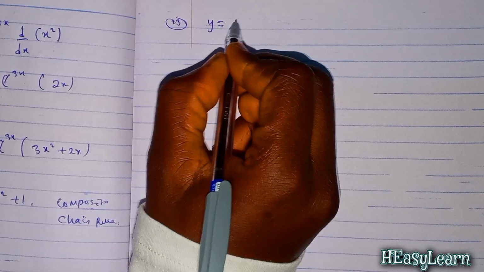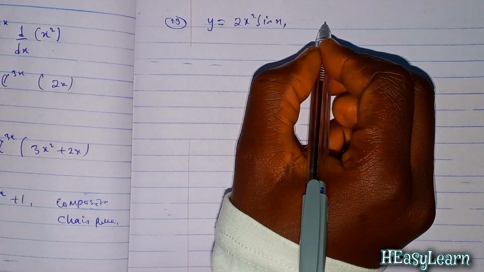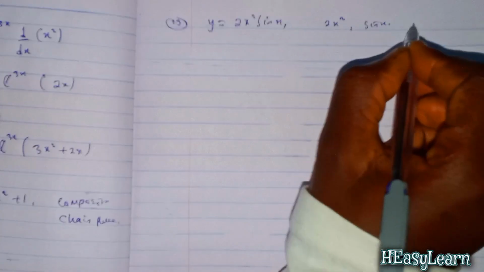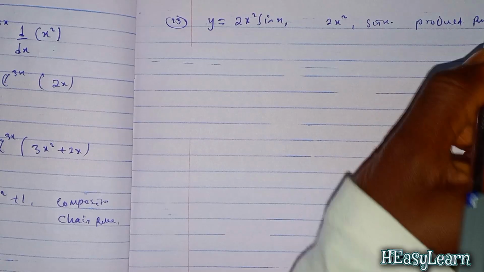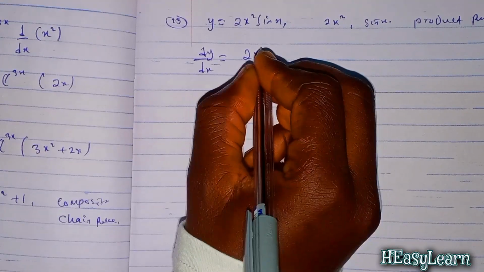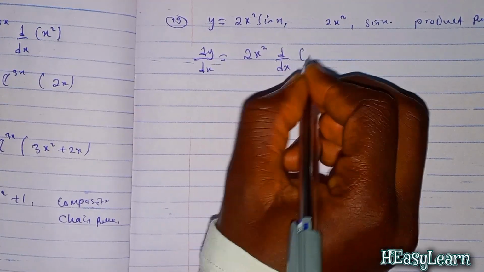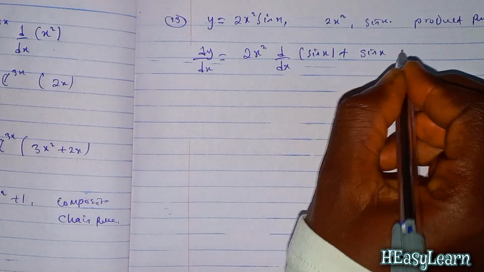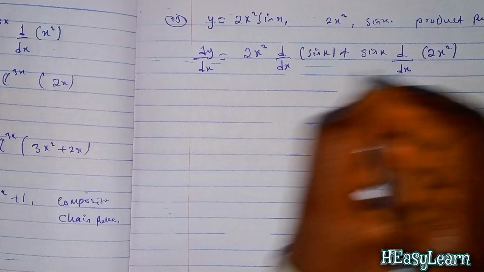Let y equal 2x squared sine x. In this case, this is a product of a polynomial function and a trigonometric function. So in this case, you are going to apply the product rule technique. The derivative is: keep the first function, multiply by the derivative of the second, plus keep the second function, multiply by the derivative of the first function.